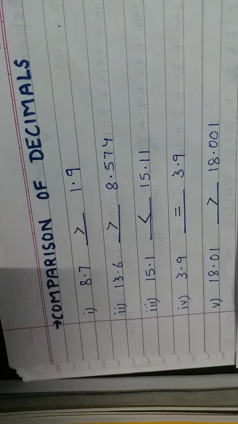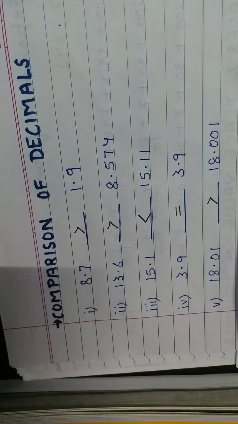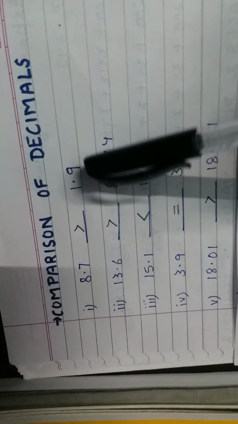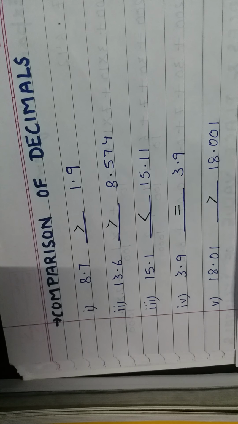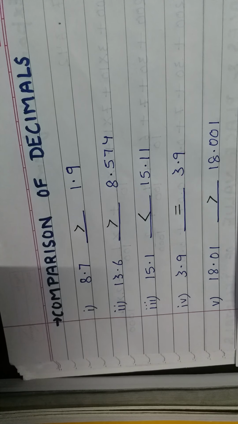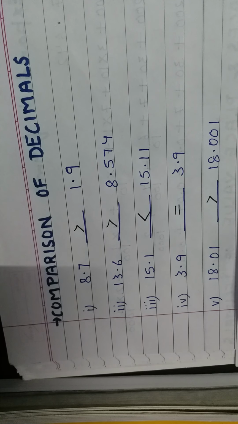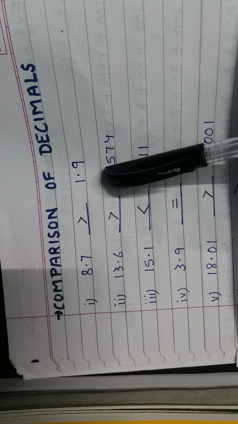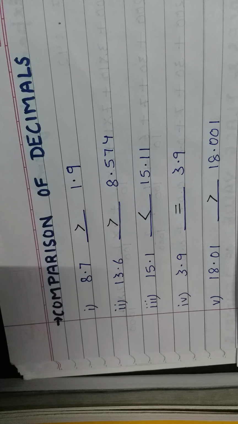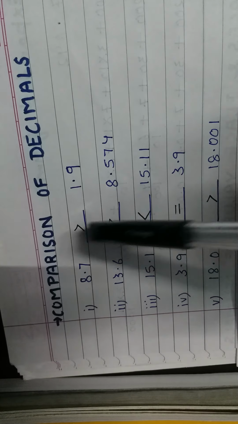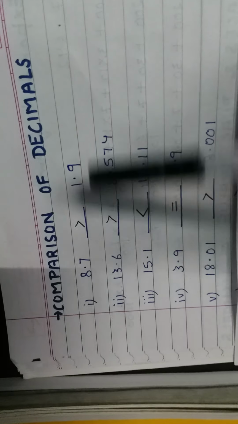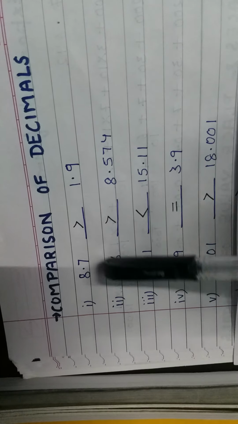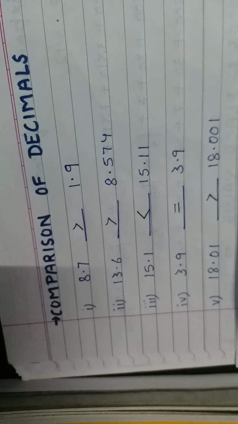Now we will see the comparison of decimals, how we can compare the given decimal numbers. Here we have some examples. In the first example, we have 8.7 and 1.9. For comparing two given decimal numbers, first we have to see the whole number part. Here we have 8 and here we have 1. Because 8 as a whole number is greater than 1, this decimal number will be greater than this decimal number. It means 8.7 will be greater than 1.9.